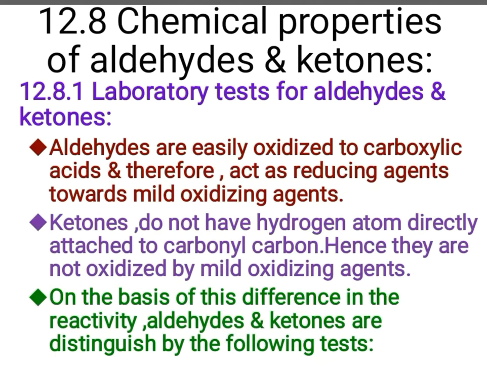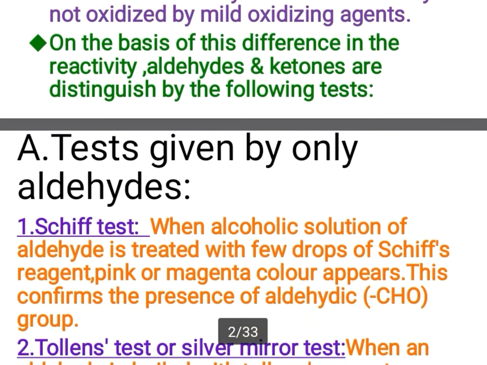Aldehydes are easily oxidized to carboxylic acids and therefore act as reducing agents towards mild oxidizing agents. Ketones do not have a hydrogen atom directly attached to the carbonyl carbon. Hence, they are not oxidized by mild oxidizing agents. On the basis of this difference in reactivity, aldehydes and ketones are distinguished by the following tests.